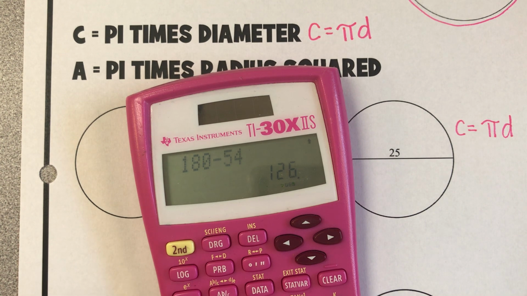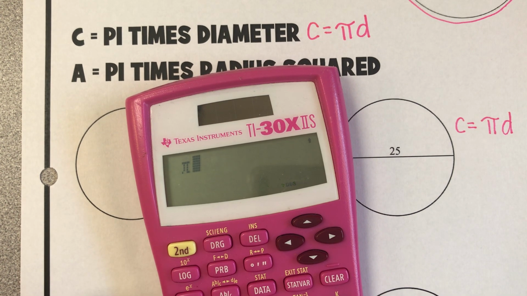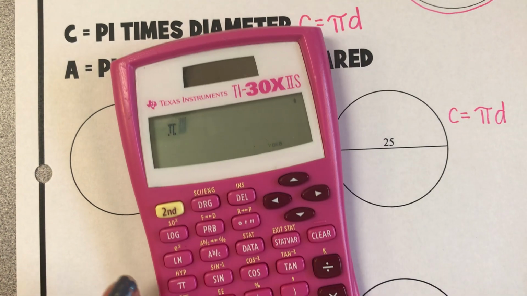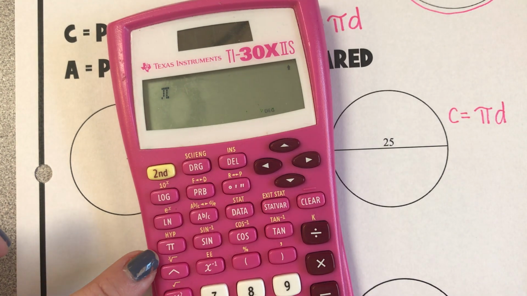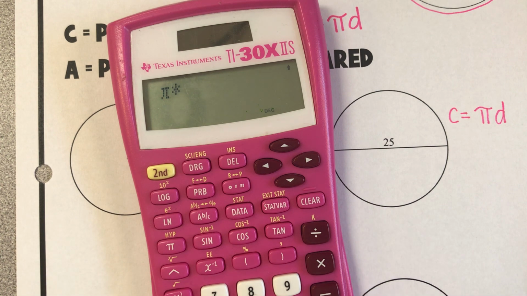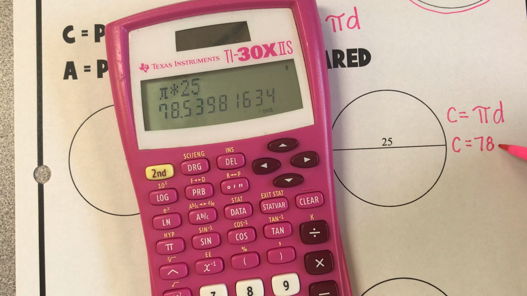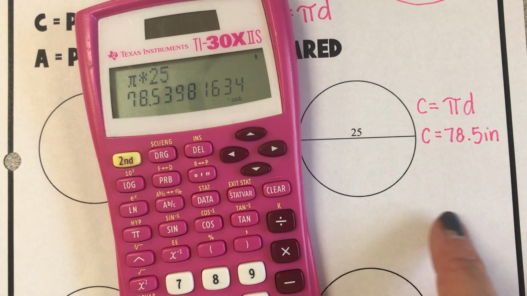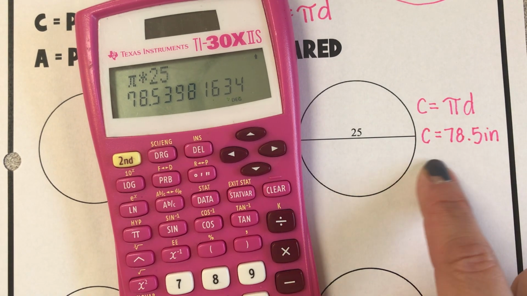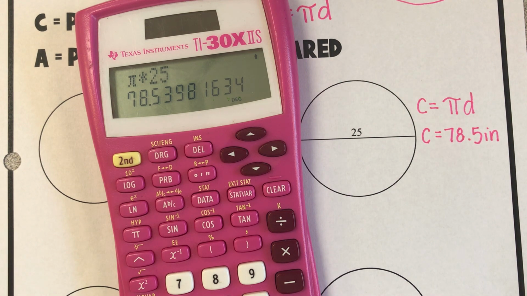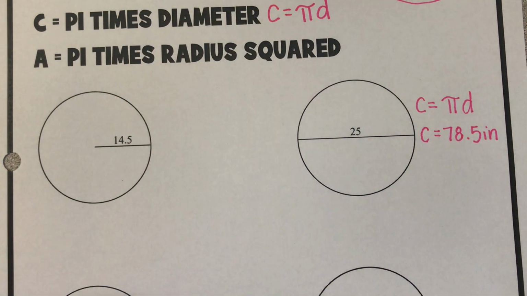So on your calculator, pi is this little number right here. Pi times the diameter, 25. We're going to round to the tenths place. So our circumference is 78.5. Let's say all of these are inches. All we did was multiply pi by the distance all the way across our circle. Pi times diameter.